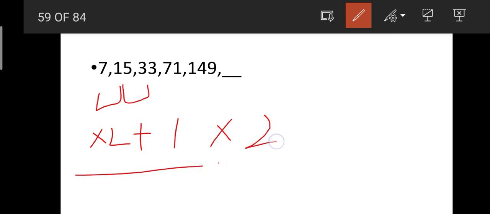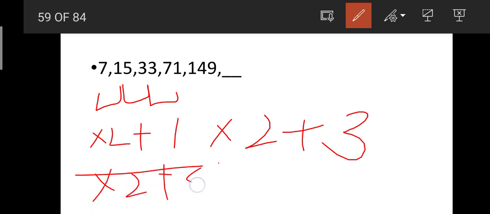Okay friends, once observe here clearly. For 7 to become 15, it should be multiplied with 2. What is the difference? It is 1. They have added 1. For here they have multiplied with 2 and then they have added 3. And for 33 to become 71, they have multiplied with 2 and they have added plus 5. And for 149, they have multiplied with 2 and they have added 9.